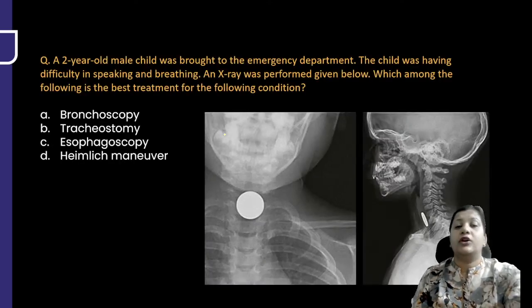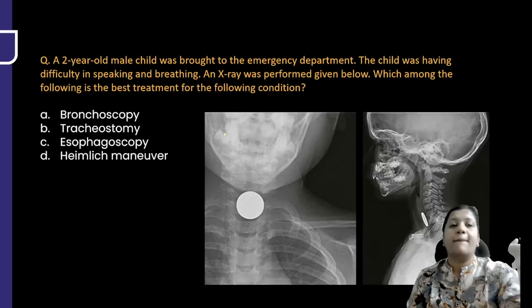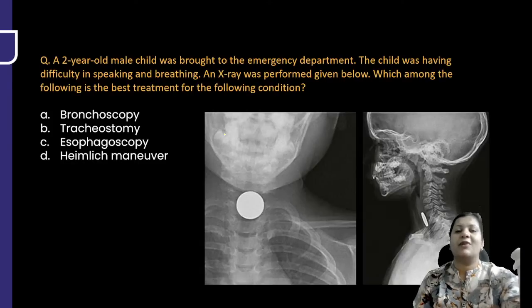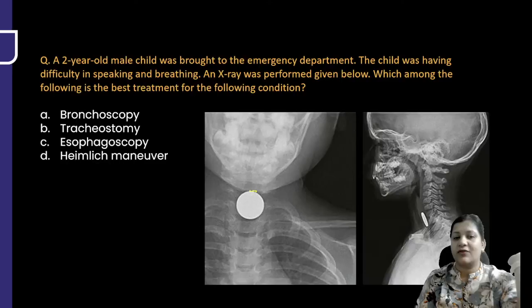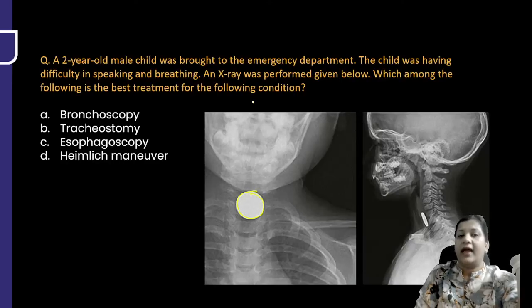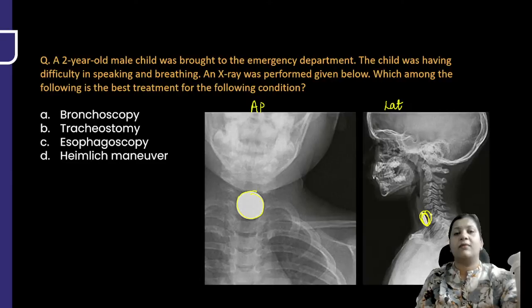Okay. A 2-year-old child presented to the ER and the child was having difficulty in speaking and breathing. An X-ray was performed which is given below. Which among the following is the best treatment for the following condition? So you see there is a foreign body here in an X-ray, anteroposterior view, and you have a lateral view. So you are seeing a foreign body lying here. So what will you do in the treatment of this patient's foreign body? Will you do a bronchoscopy, tracheostomy, esophagoscopy, or a Heimlich maneuver?